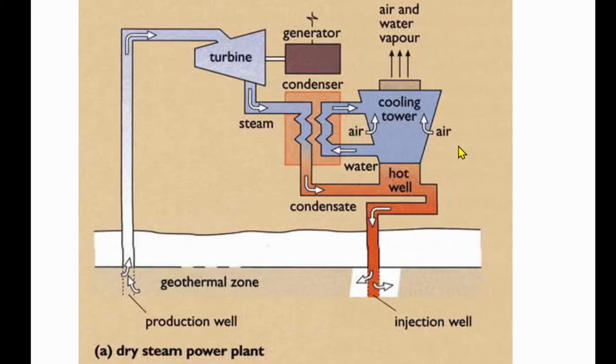Here's a cooling tower, so you suck air and cool down, and then you have this typical air and water vapor above the power plant.